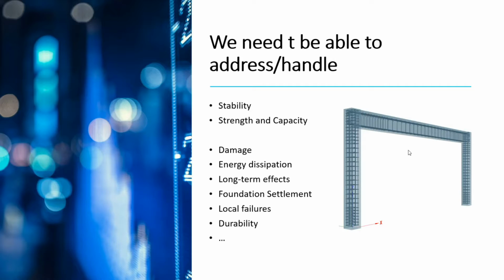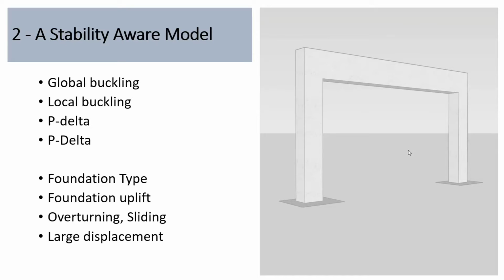Obviously, many of these things are quite complex, even with advanced modeling techniques. So let's start with two of the items in the list, which are stability, and strength and capacity, and see how we can look at these. The first model, which is a stability-aware model, will be able to consider the global buckling of the entire structure, as well as local buckling of parts of the structure.